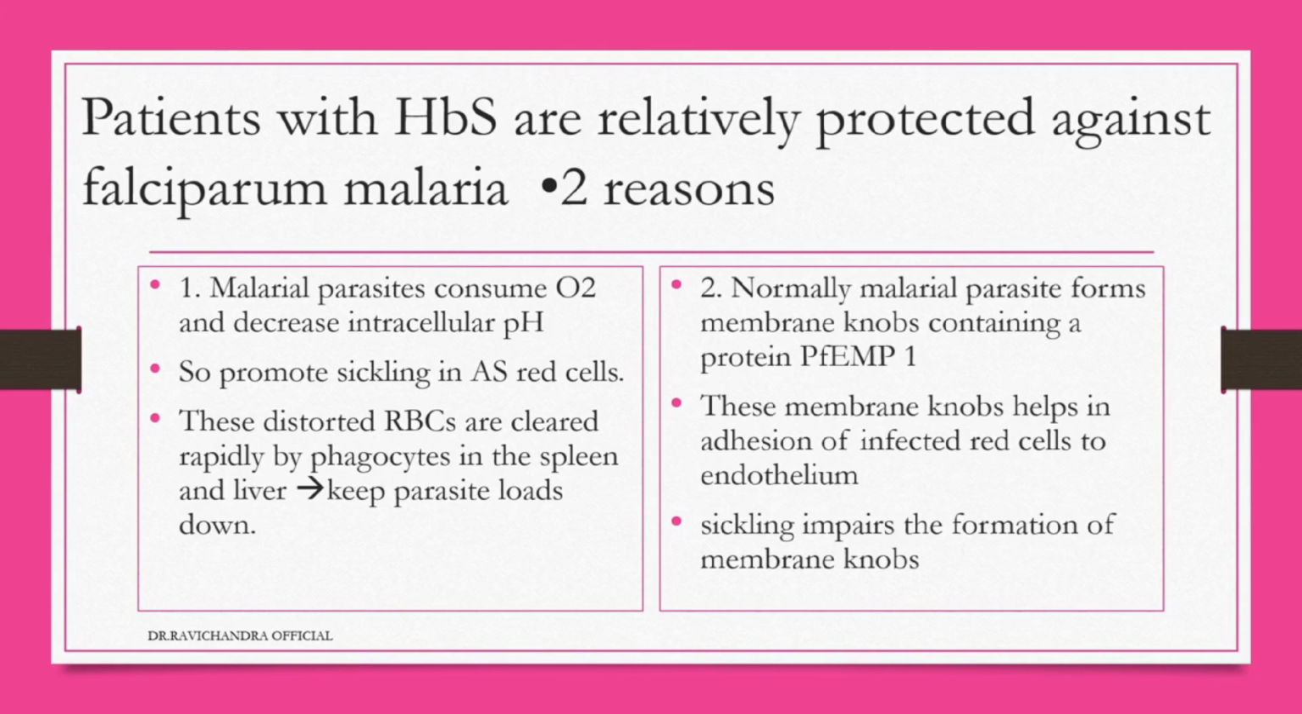The second reason is that normally the malarial parasite forms membrane knobs containing a protein PfEMP1, that is Plasmodium falciparum erythrocyte membrane protein 1. These membrane knobs help in adhesion of infected red cells to endothelium. Sickling impairs the formation of membrane knobs. That's why patients with hemoglobin S are relatively protected against falciparum malaria.